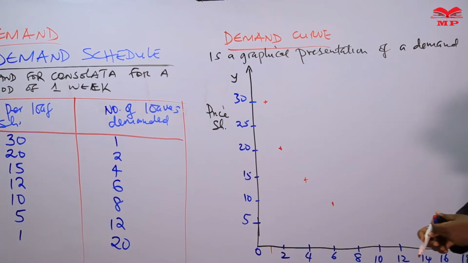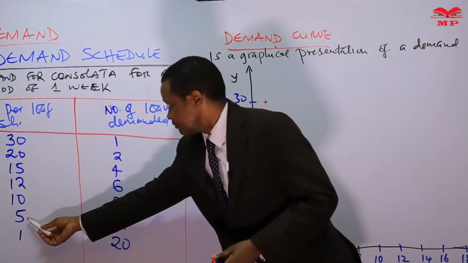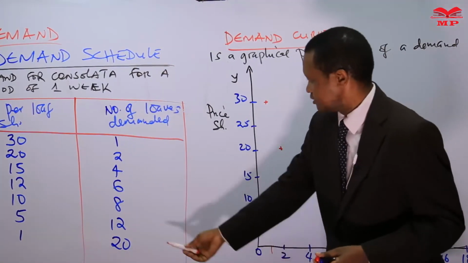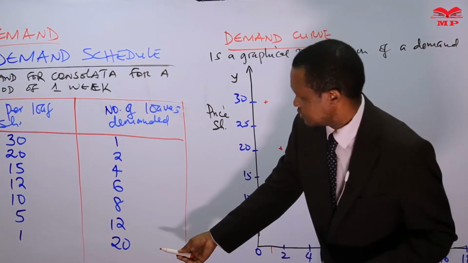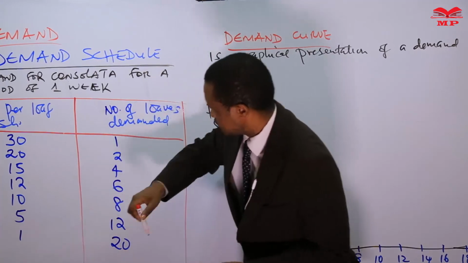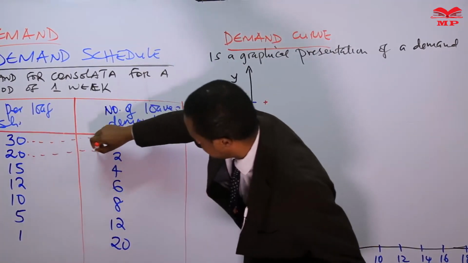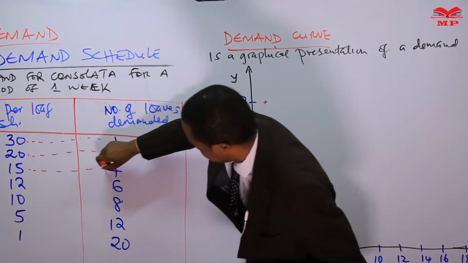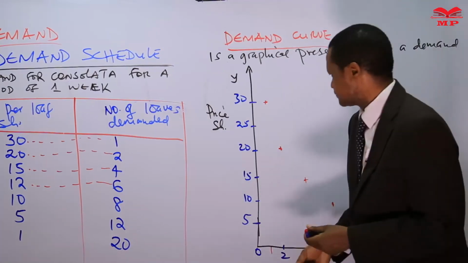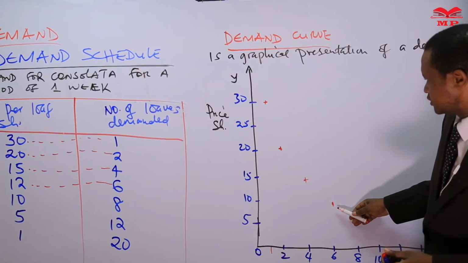Next, 5 shillings. With the price reducing to 5 shillings, Consolata is buying more bread, because we have 1, 2, 3, 4, 5. So we can have that one goes with that. At 12 is 6. At 12, you have seen, she bought 6 loaves.